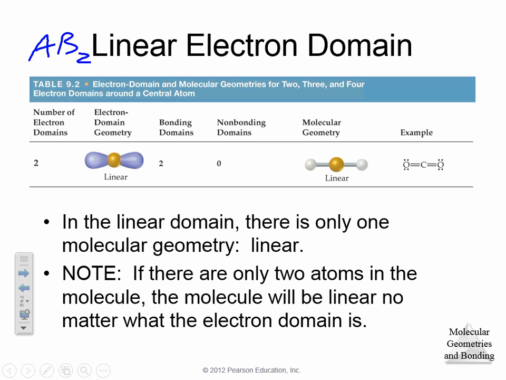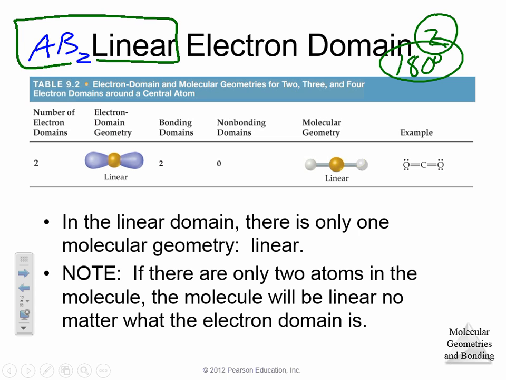So if we have two domains total, a couple things with two domains. Anytime you have two domains, it's going to be AB2. The molecule is going to have a 180 degree structure or angle. The bond angles will be 180 degrees apart. And we refer to AB2 as linear. There is only one possible geometry for AB2, and it is linear. So AB2, linear, 180 degree angles between the bonds.